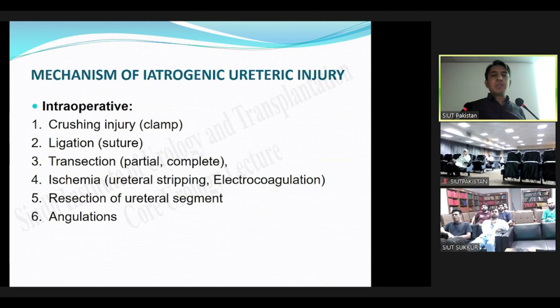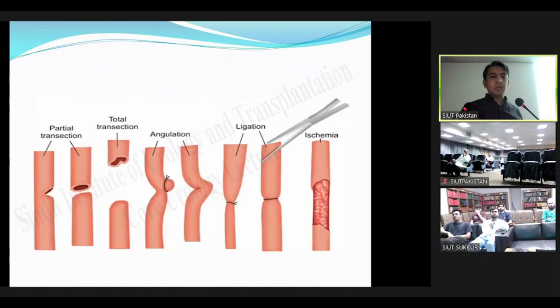The mechanism of iatrogenic ureter injury: it can be caused by a crush injury, like applying clamps, or by ligation of the ureter, or transection, partial or complete, and ischemia because of electrocoagulation, or ureteral stapling, or resection of the ureteral segment, and avulsion. Like in this picture, this is a partial transection, and here it is a total transection. This is an avulsion, and this is the ligation, and this is because of the ischemia due to electrocoagulation, etc.